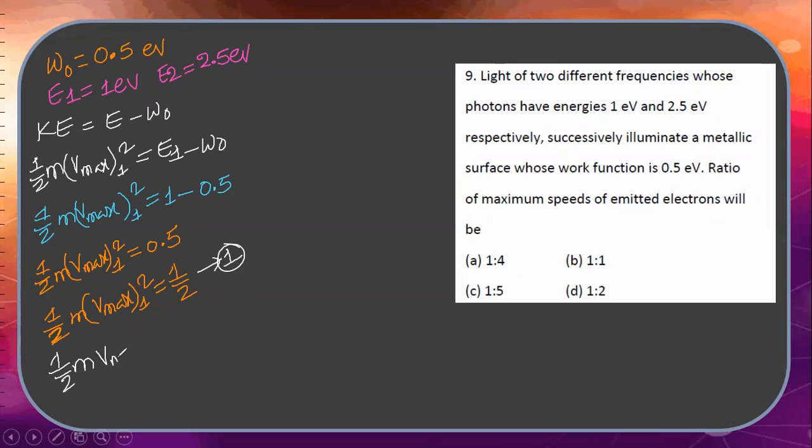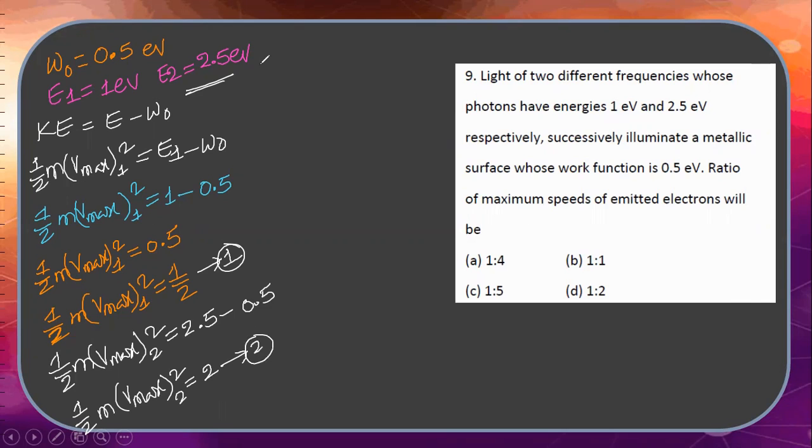Half m V maximum 2 whole square is equal to E2, which is given as 2.5, minus 0.5, that will be equal to 2. So 1 by 2 m V maximum 2 whole square is equal to 2.